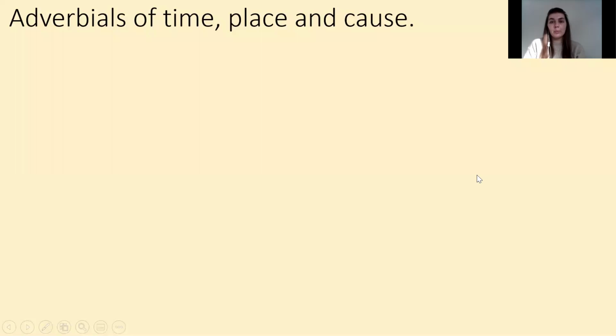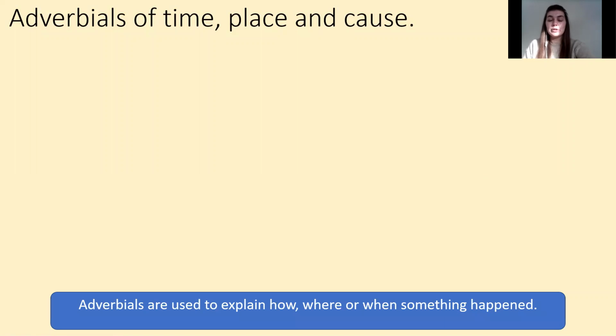To start off with, we are going to do some sentence level work on adverbials of time, place and cause. But what is an adverbial? So adverbials are used to explain how, when or where something happened.